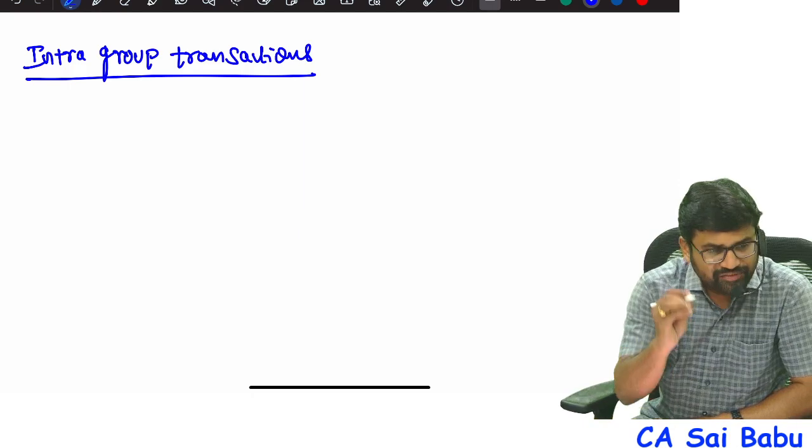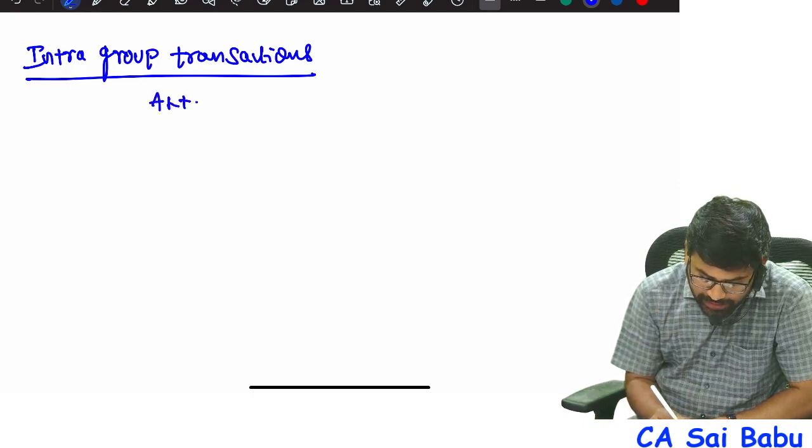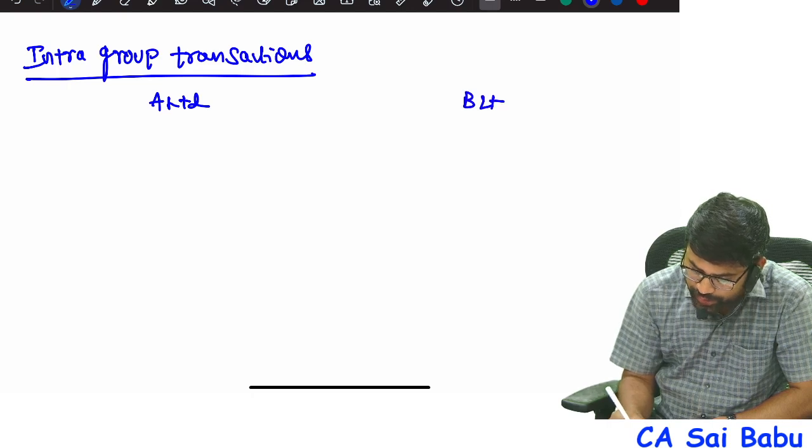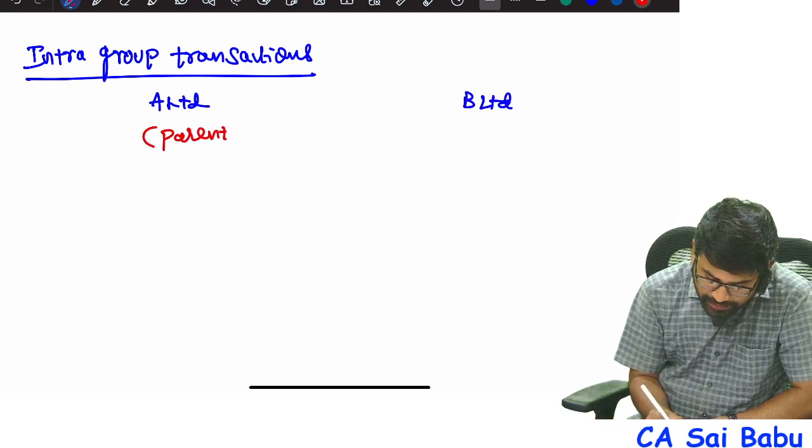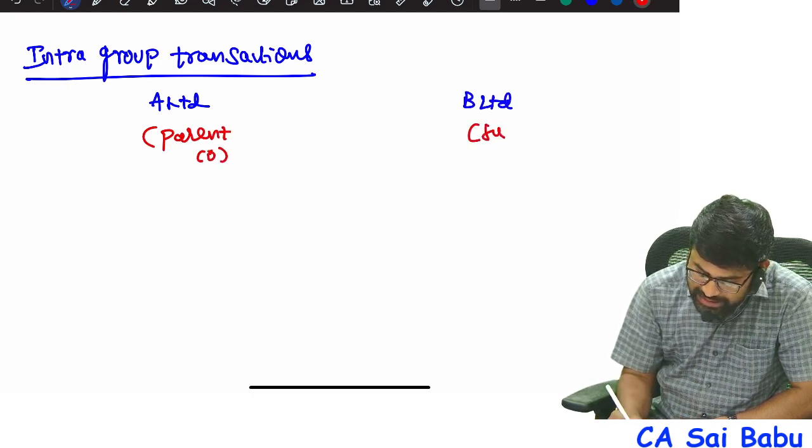For example, everybody see A Limited, B Limited, two entities are there. A Limited is parent company. B Limited is subsidiary company.